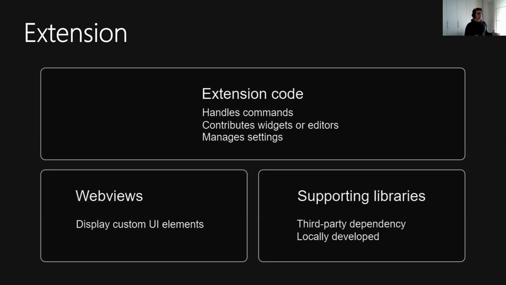Then on the bottom left, we have web views, which is what allows us to display totally custom UI elements inside of the VS Code frame. A web view is just the typical HTML, CSS, and JavaScript combination, although you'd normally pick a web framework to develop them. So something like Angular, React, or Vue.js. And then we have what I like to call supporting libraries. So those are pieces of software that are not dependent on the platform itself, but typical libraries that you can bring in via package manager, or libraries that you developed locally in the same workspace as the extension code or as the web views.